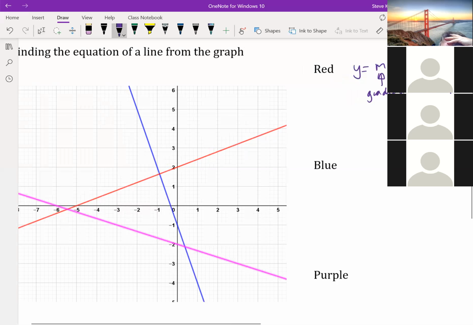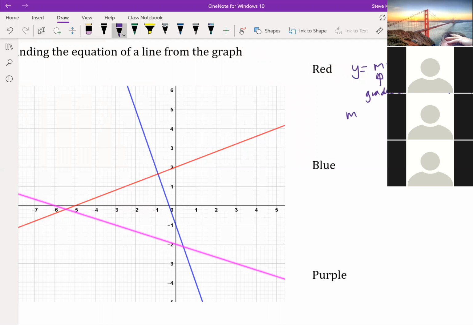So if we look at this graph, what is the gradient for the red graph? Well, if I pick those 2 points there, they cross nicely through whole number coordinates. My rise is a rise of 2. My run is a run of 5. And so my gradient is going to be 2 over 5. And because the line is sloping up to the right-hand side, I'm going to say that this is a positive gradient.